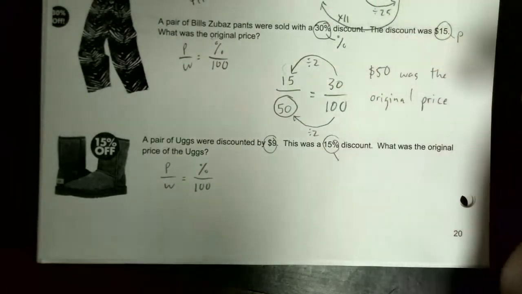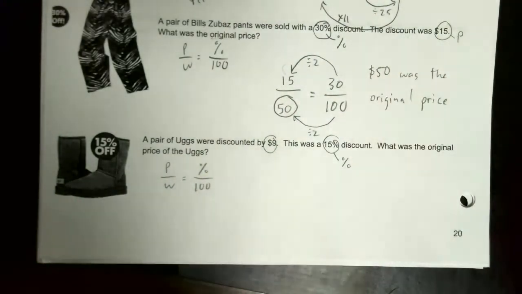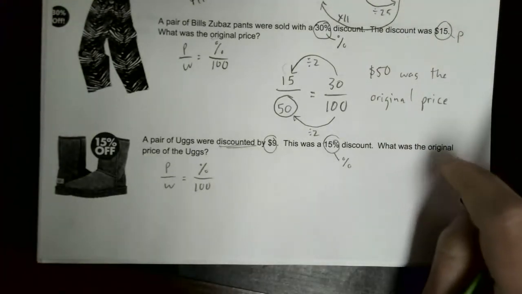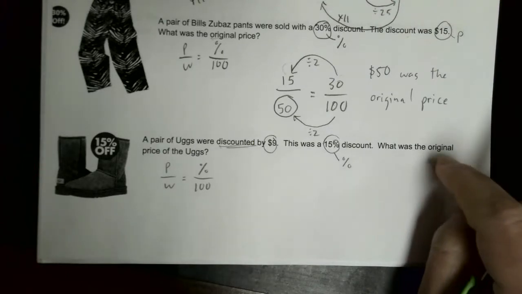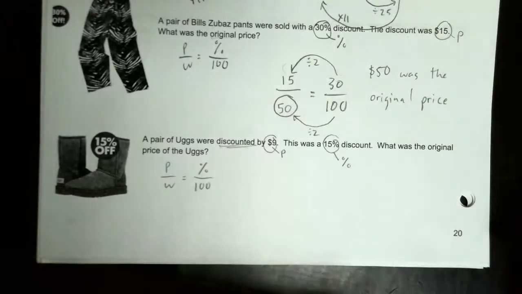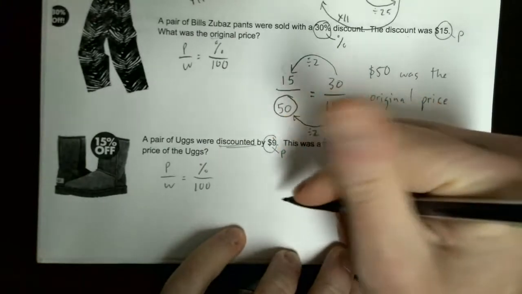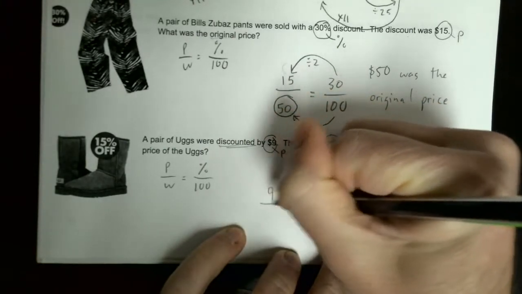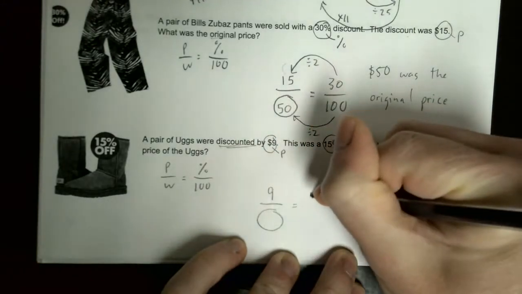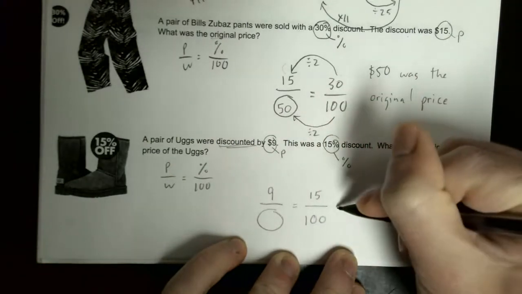Well, you know what? Let's start with that percent. That percent is clearly, believe it or not, the percent. The $9 is a discount. You're looking for the original price. Now, whenever I see original price, I'm thinking that's the whole. So the discount, of course, would be the part. Okay, feeling good about this. So the part is 9. The whole, we don't know yet. The discount would be 15%. And there's 100.